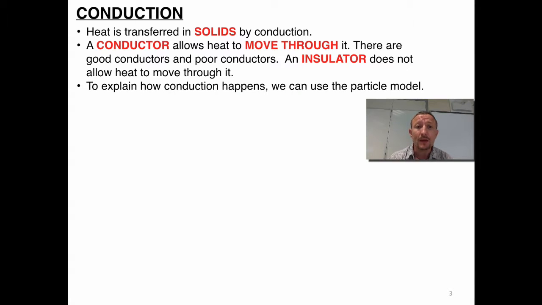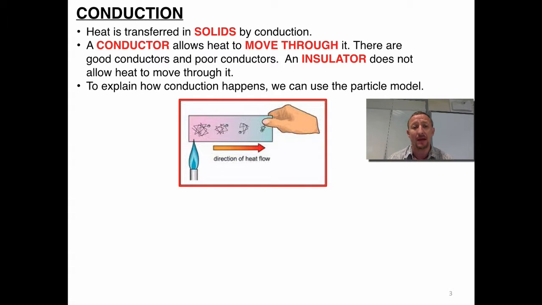Okay, so how does that happen? Let's try and explain this concept of conduction. So let's look at this diagram here. What we've got is a Bunsen burner heating a material. You can see in the diagram the direction of heat flow is from left to right. So what happens is the particles at the Bunsen end are vibrating a lot, okay? Not enough to break apart, not enough to cause them to flow over each other as they turn into a liquid, but they're still vibrating.